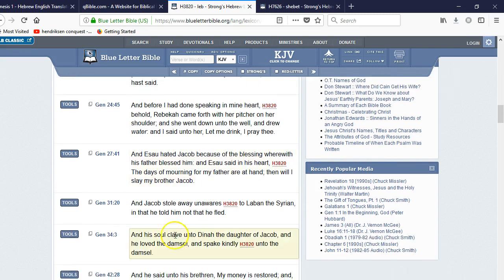Inside. Now Genesis 31:20, and Jacob stole away unaware to Laban. They seriously just translated the same word that they translated as heart a bunch of times, unaware. Do you think that perhaps that word that we're looking at, lab, an L and a B, has something to do with inside?